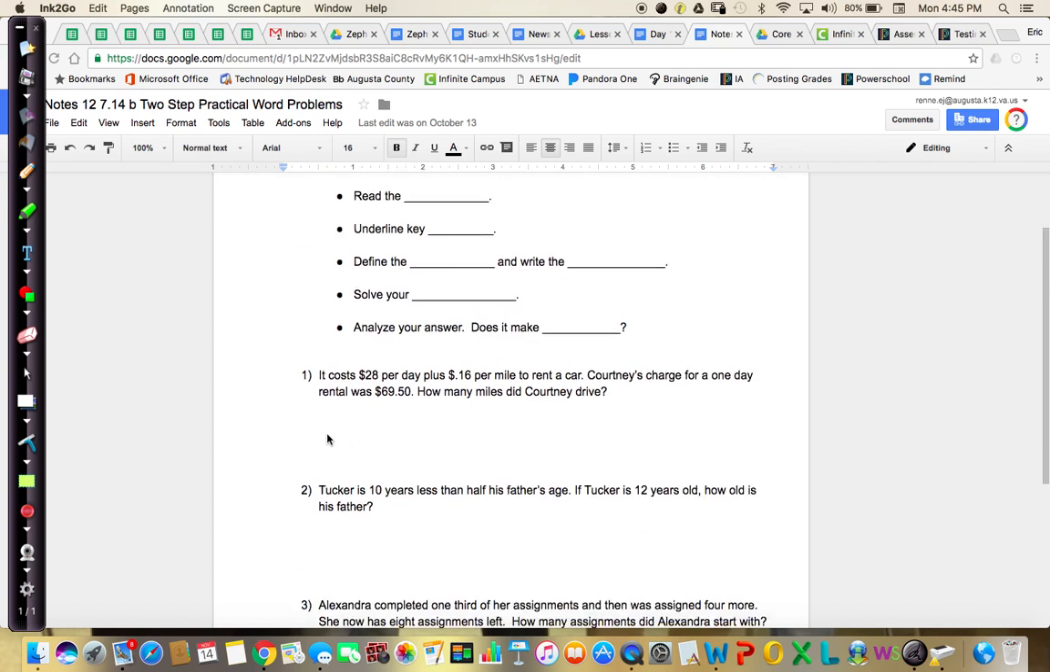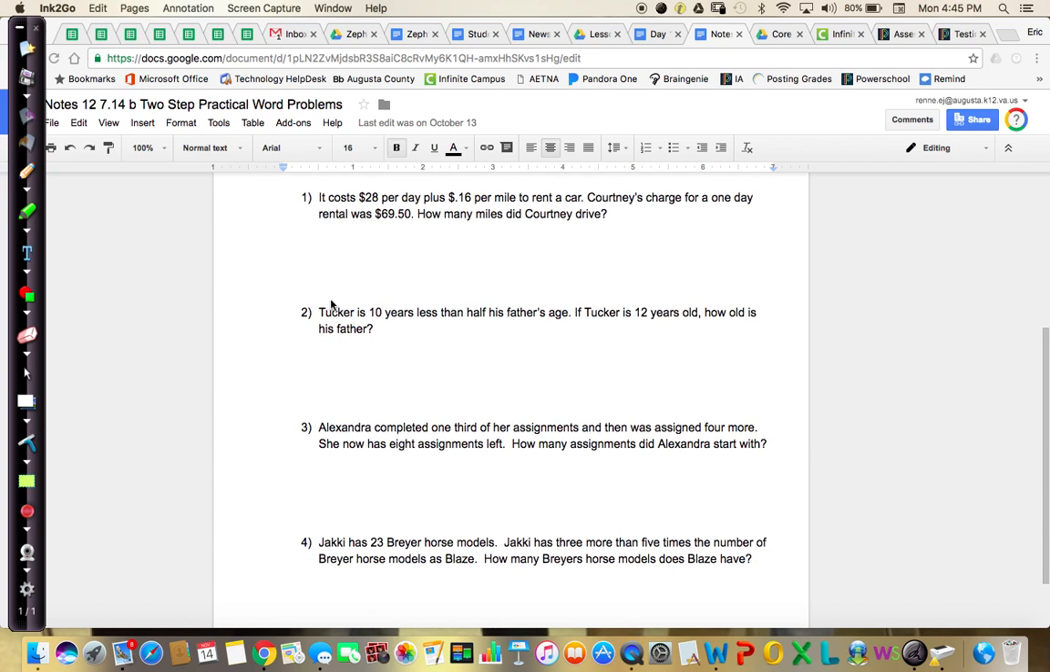Okay, number one says it costs $28 per day. So I'm going to underline this, and of course, per day means multiply by the number of days. Per means multiply. Plus 16 cents per mile to rent a car. Again, per means multiply. Courtney's charge for one day was $69.50. How many miles did Courtney drive? Okay, so for my variable, I'm going to use m equals miles.